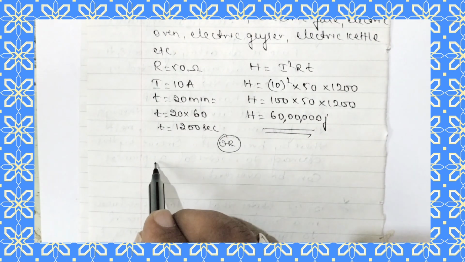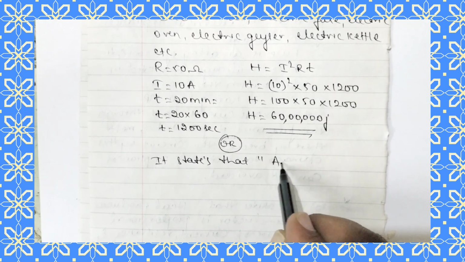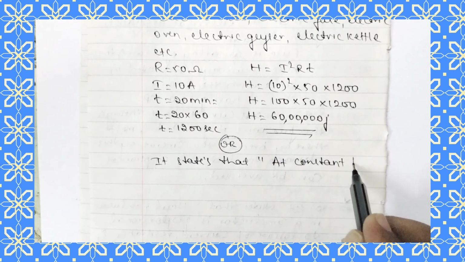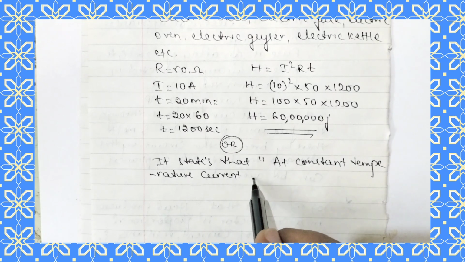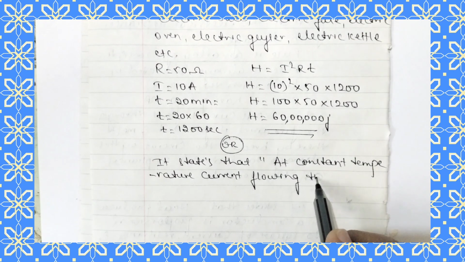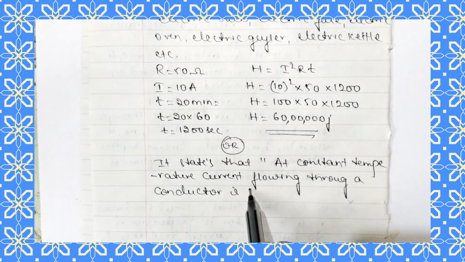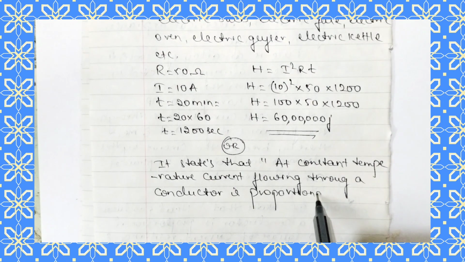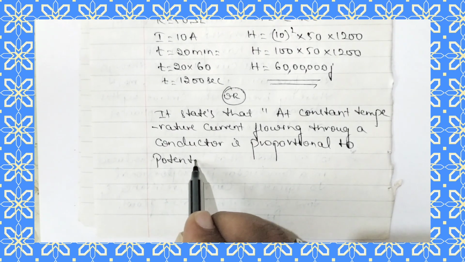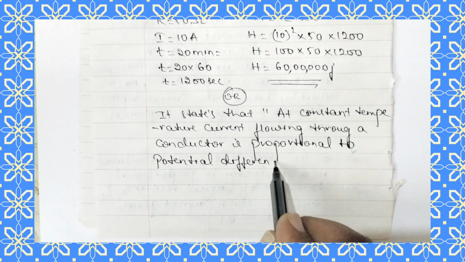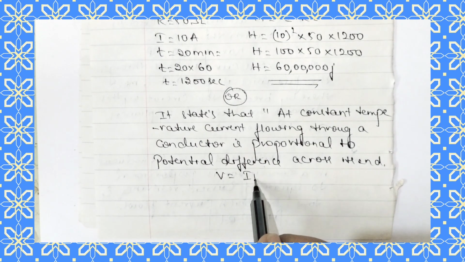So state Ohm's law. It states that at constant temperature, current flowing through a conductor is proportional to potential difference across its ends. According to Ohm's law, V is equal to IR.